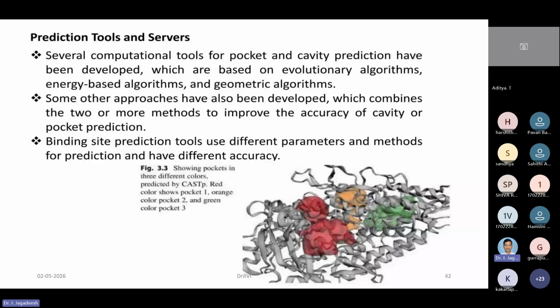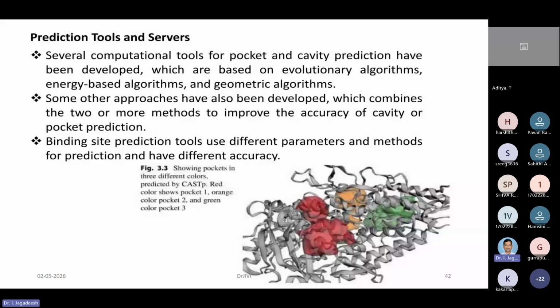So what are the prediction tools and servers which are available? Several computational tools for pocket and cavity prediction have been developed. These are not like the cavity which we see with X-ray crystallography. This is predicted by computational tools using computer software based on evolutionary algorithms, energy-based algorithms, and geometric algorithms. Each software has its own advantages, disadvantages and cost factors. Freemium, freeware and premium software are also available. According to the budget, we can select them and go with our selections.